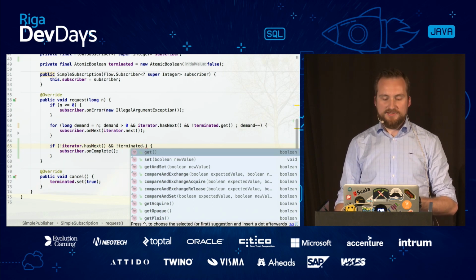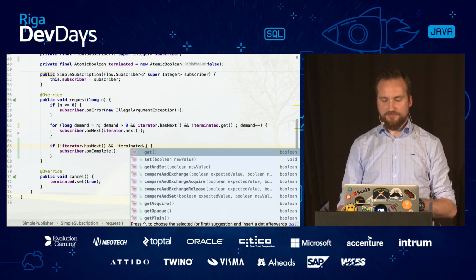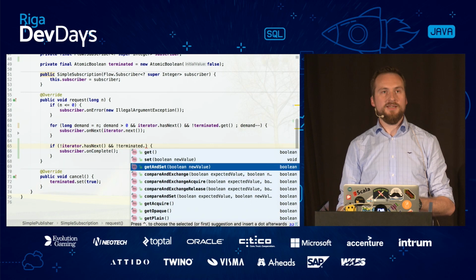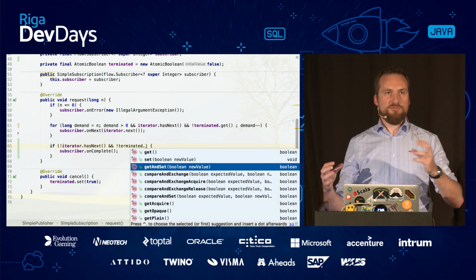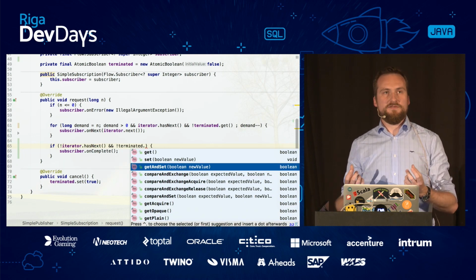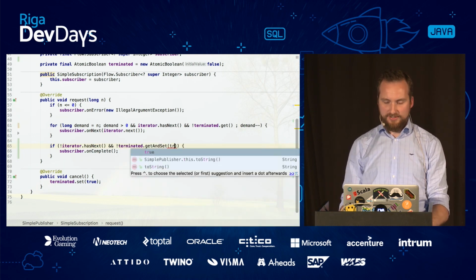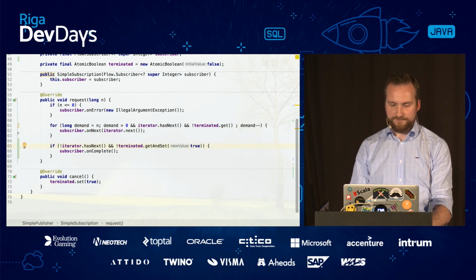And actually, instead of calling two methods, so get here and set in the body of the if clause, we have an atomic method for that, which is called getAndSet, which basically gets the value, which will be used for comparison in the if clause. And then after extracting the value, it's going to atomically flip it to another value. So we're going to set it to true.